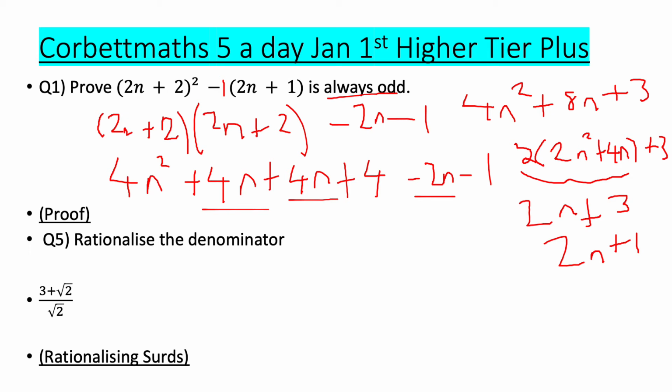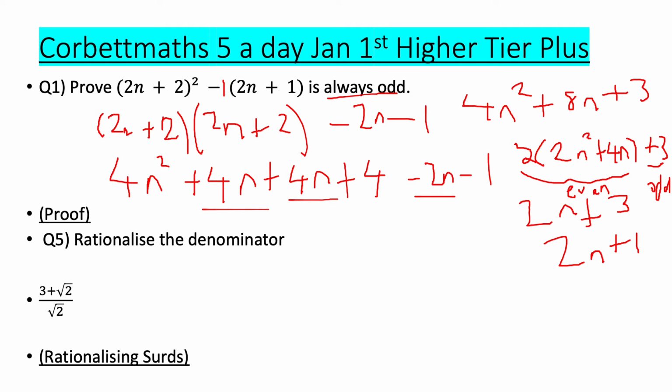The idea is that 2 bracket 2n squared plus 4n brackets is always going to be even because it's times by 2 at the front. And then adding that plus 3, well, it's the same as adding an odd number at the end, which will give me an odd number. 3 is odd, and even add odd is always odd, okay? Because 2n plus 2n plus 1 is going to be 4n plus 1, which is always going to be odd, okay? Because 4n is even, and then plus 1 makes it odd. Okay, so I hope that made sense, guys.